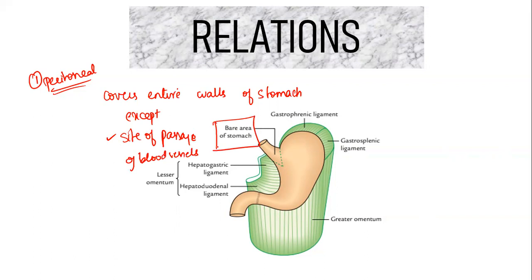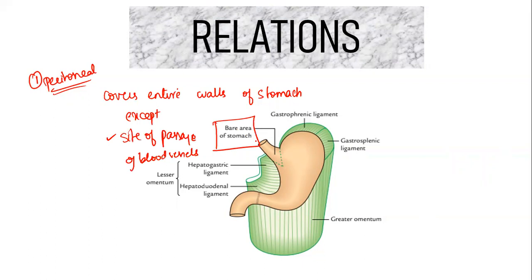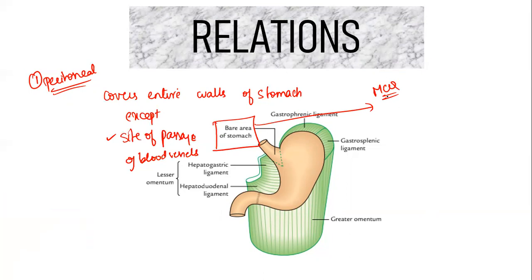that is the bare area of the stomach. Bare meaning what? Empty, right? On the posterior aspect of the cardiac part, as we saw, this is the cardiac part, we have a region where we do not have any peritoneum at all. That is called the bare area of the stomach. This is also an important MCQ question. They can ask you the relation of the bare area. Listen carefully. The first possible question is the location of the bare area. It is located on the posterior aspect of the cardiac part of the stomach. Yes, very good.